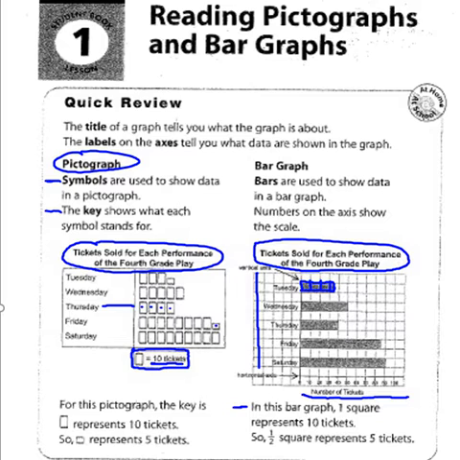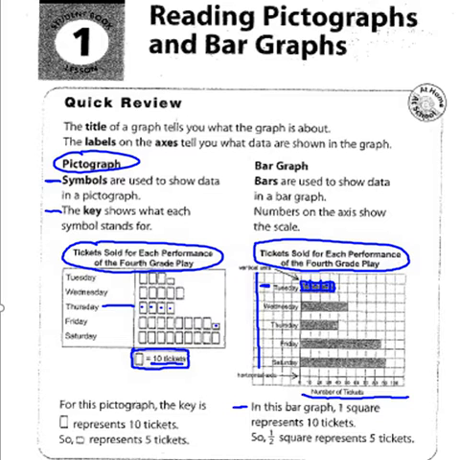But if we were to look at Tuesday, which is right here, and we were to count, we'd get 1, 2, 3 full squares, and then a half. 3.5 would be 35 tickets. 3 full squares is 3 times 10, and then a half square is 5 more. So it'd be 30 plus 5, 35 total.